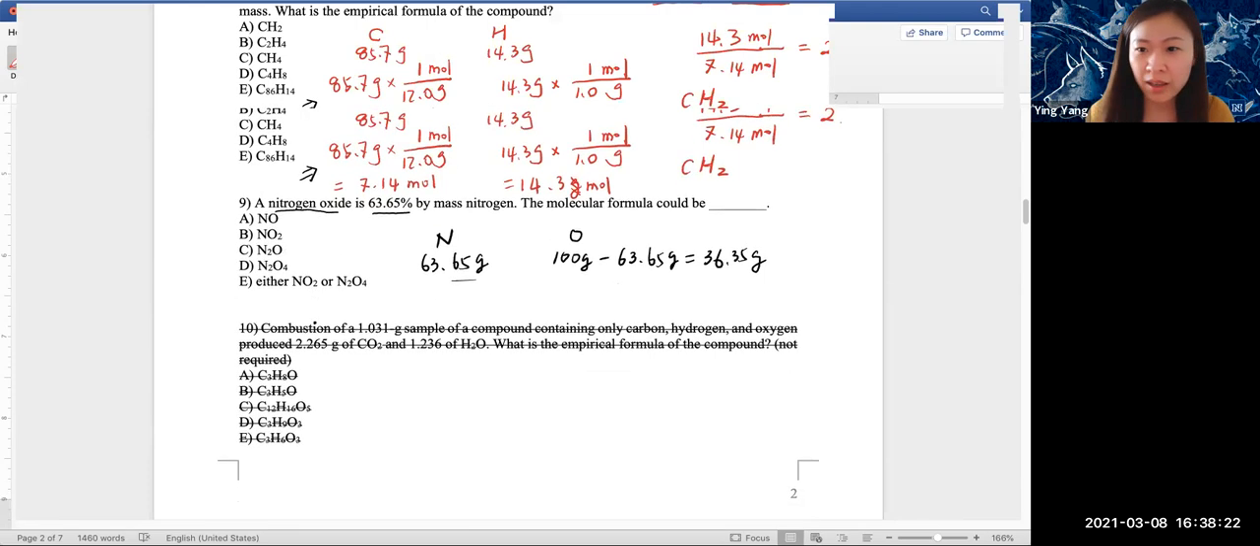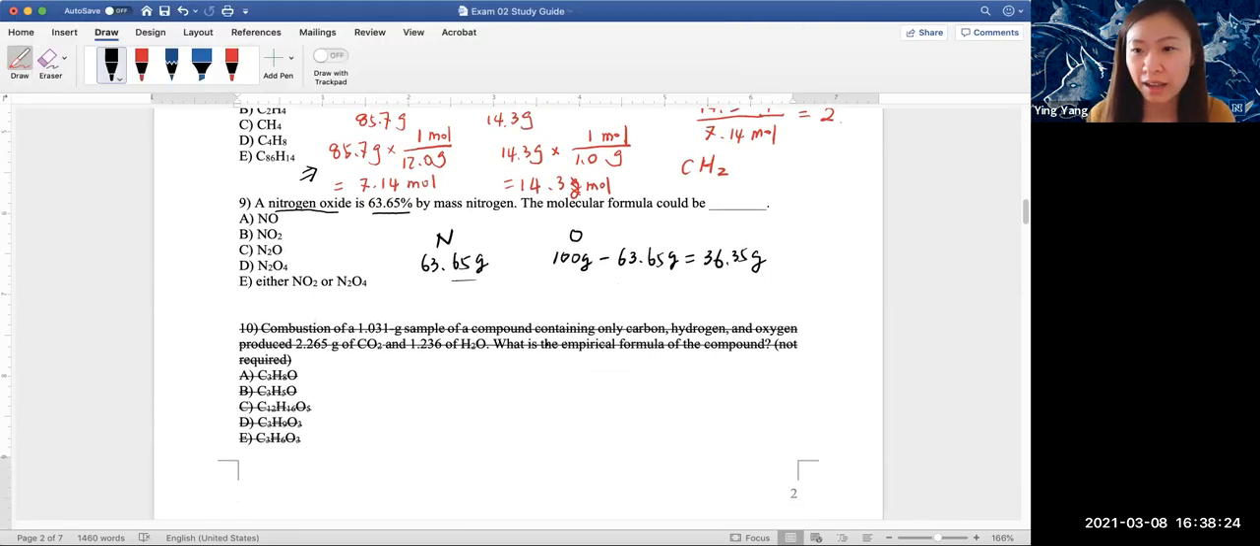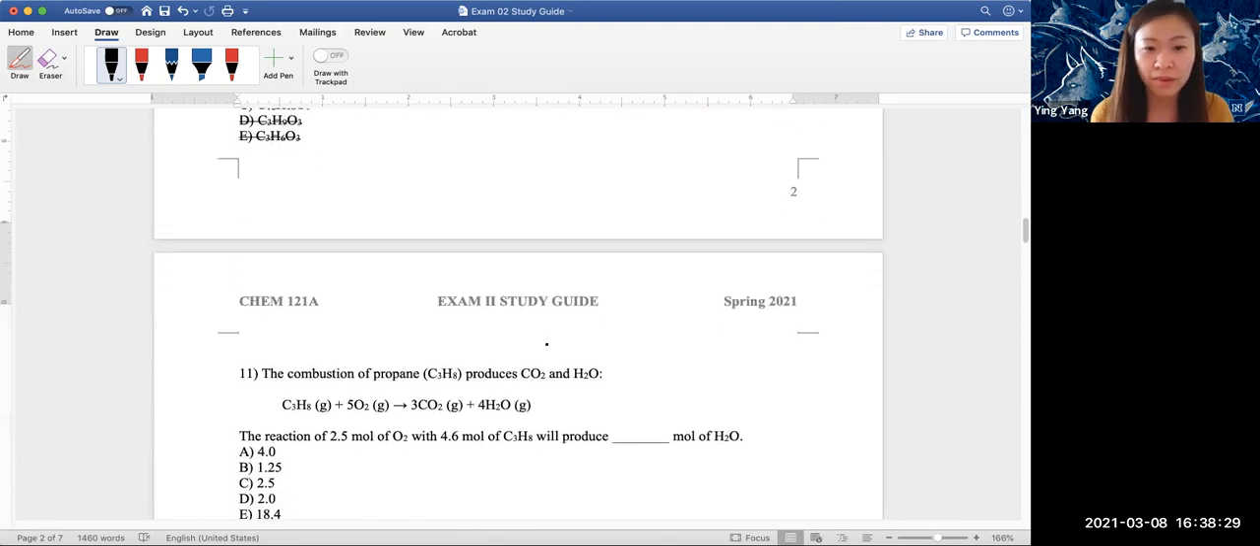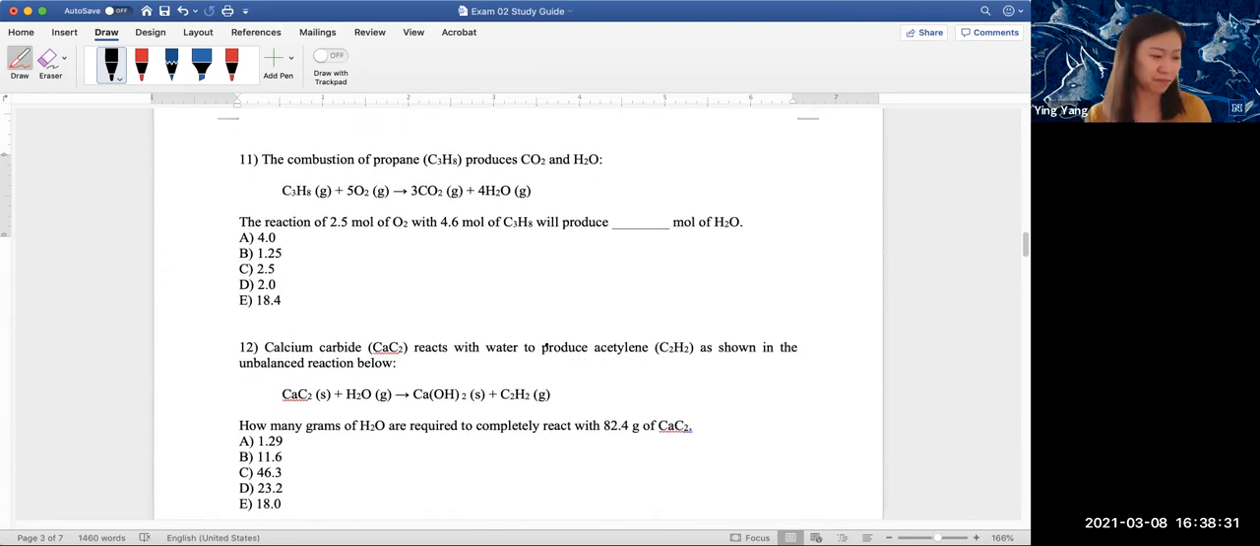Question number 10, combustion analysis is not required, so we are going to skip this. Question 11. The combustion of propane produces carbon dioxide and water, and the balanced chemical equation is given. So the reaction of 2.5 mole of oxygen with 4.6 mole of propane will produce how many moles of water?